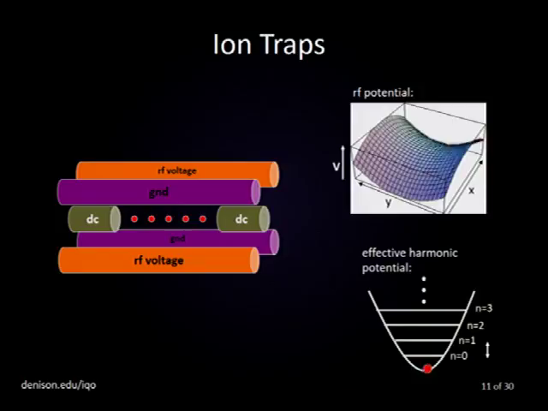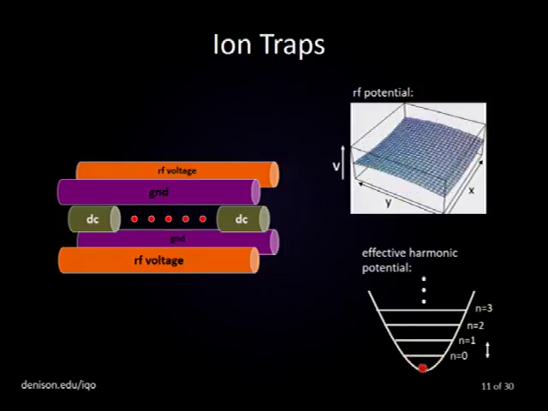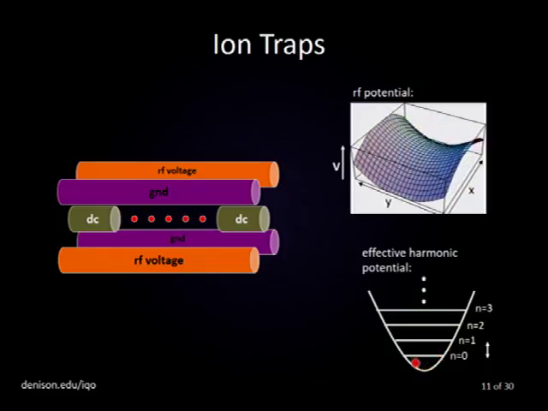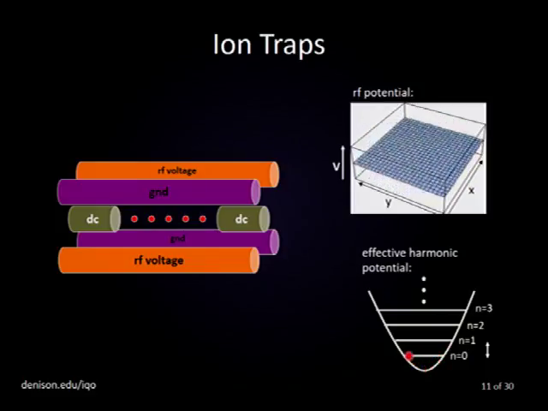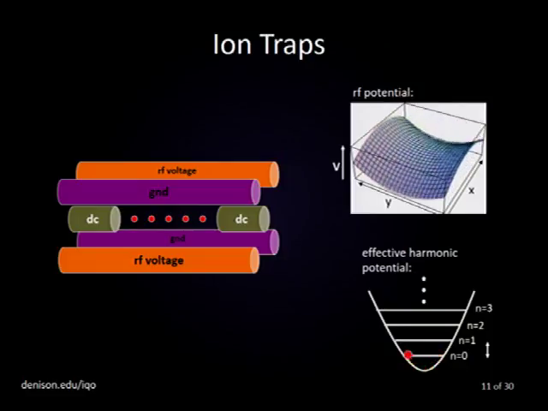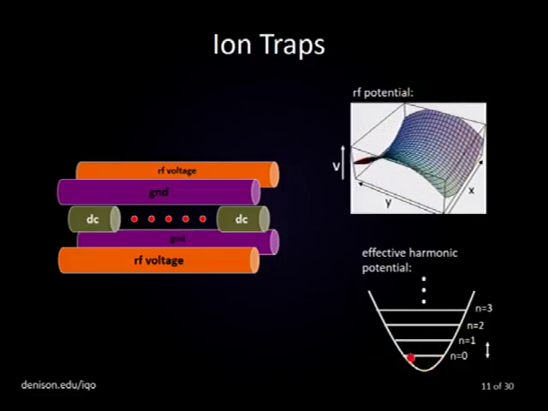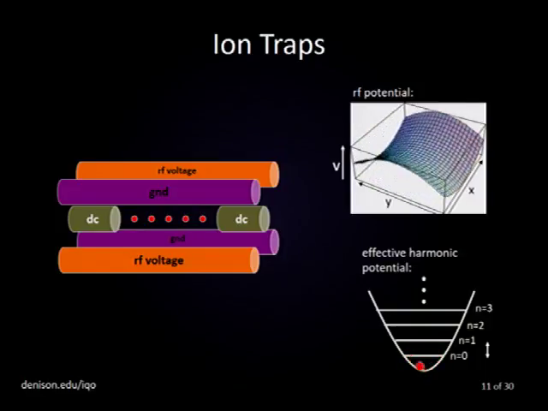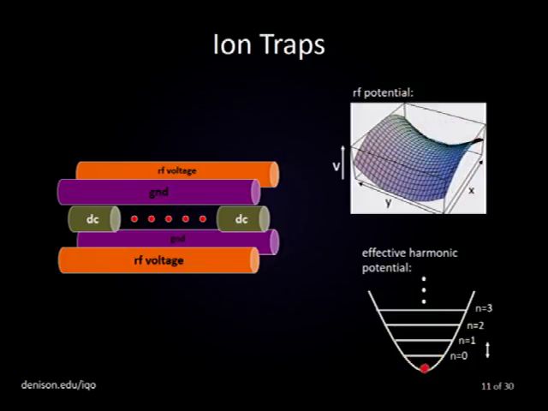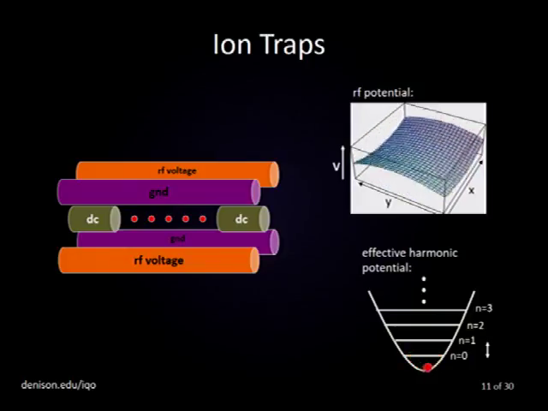And in those two dimensions, formed in the transverse plane here, that forms a two-dimensional oscillating potential, which is what's shown in the upper right-hand corner here that flops back and forth. Okay? The third dimension is just capped using DC static potentials. And then you can, in principle, trap ions here in the middle of the trap. The effective potential seen by the atom is going to be harmonic in all three directions. Okay? And that's what's shown down here.